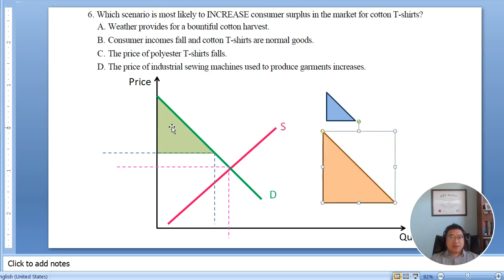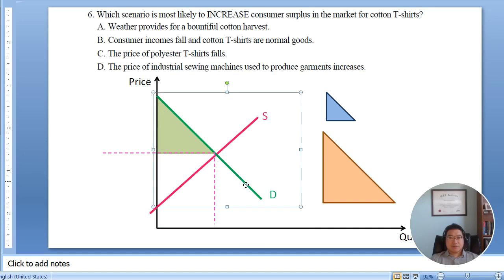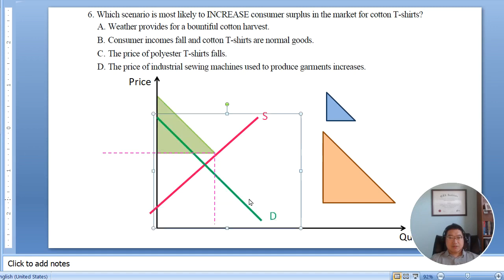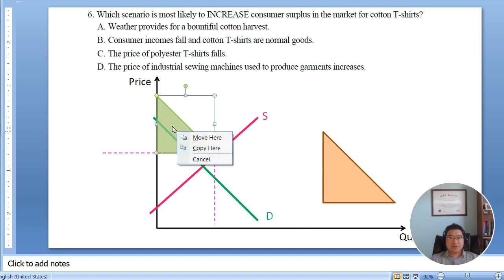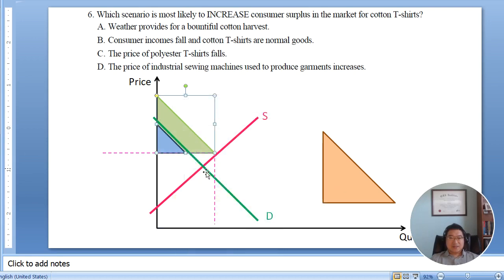Okay, B. Consumer incomes fall and cotton t-shirts are normal goods. So actually, let me put the things back to where they were. Consumer incomes fall, then for a normal good, the demand decreases. For lower demand, where is the new consumer surplus? More like this. I can make it go lower, and then I send this one, the bigger triangle now, right to the back. You can obviously see the blue triangle is less than the green triangle. Of course, we wanted the one that increased the triangle area.